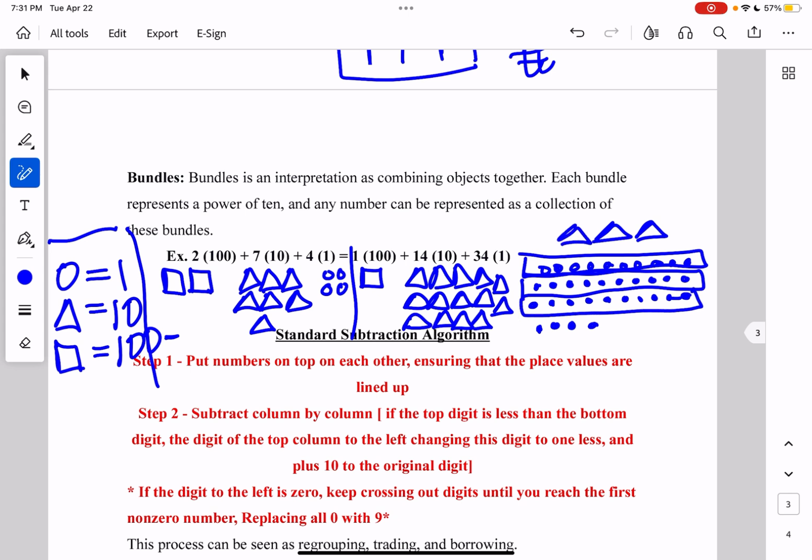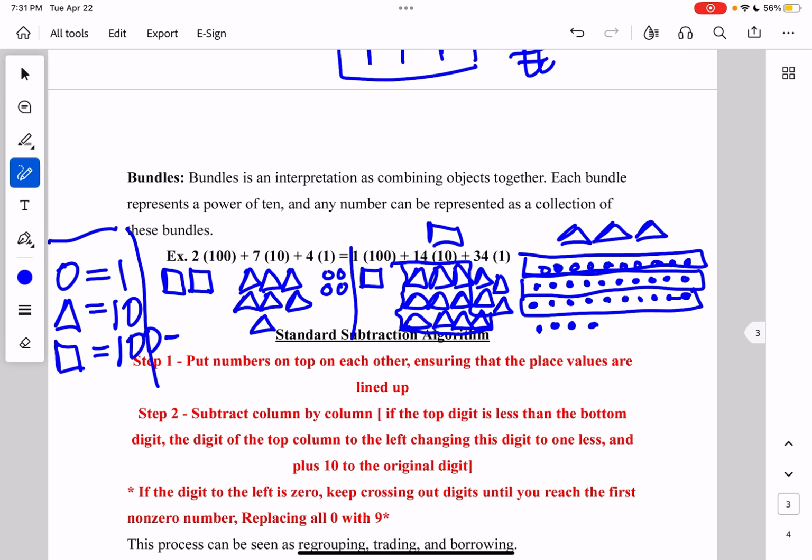Oh, we don't have any left, so we're just going to leave the 4 circles. And then we're able to see that 10 triangles equals 1 square. So 10 triangles equals 1 square. So 1, 2, 3, 4, 5, 6, 7, 8, 9, 10. We're able to see that we can go right here, and this is going to be a square.